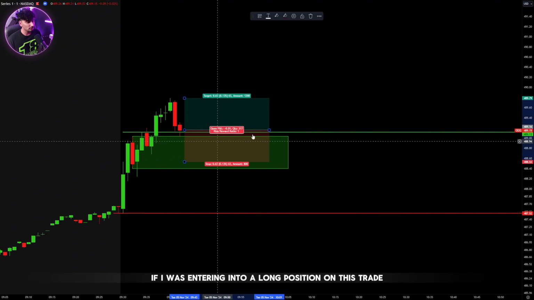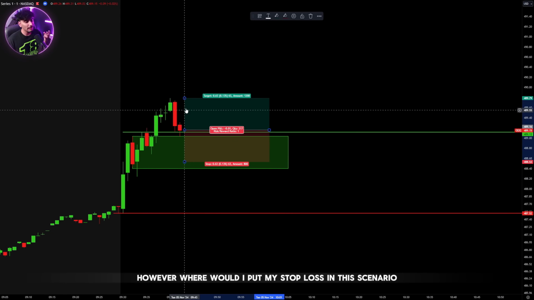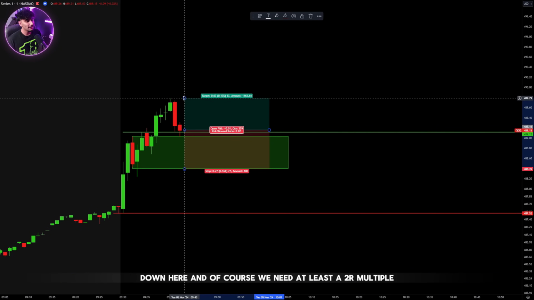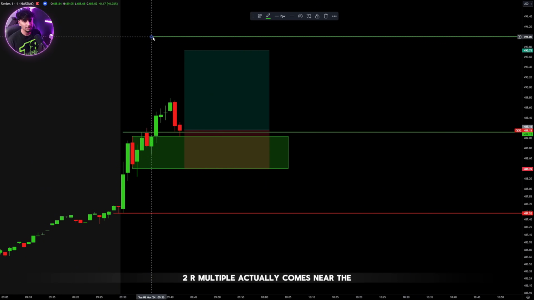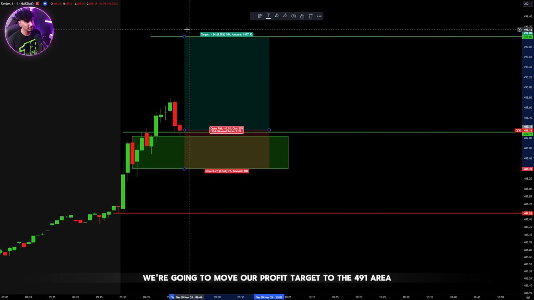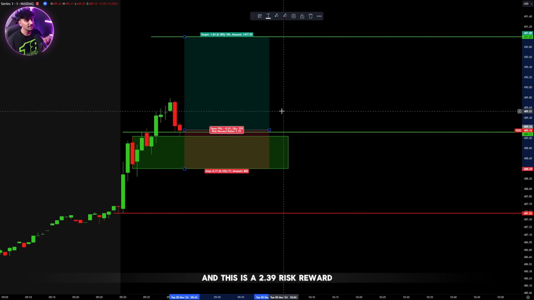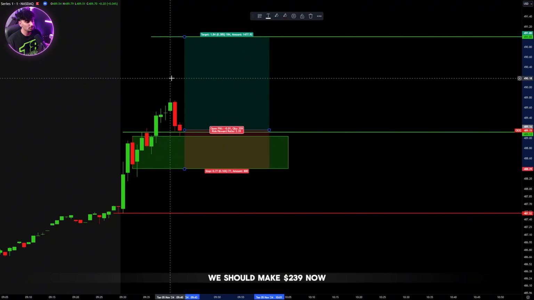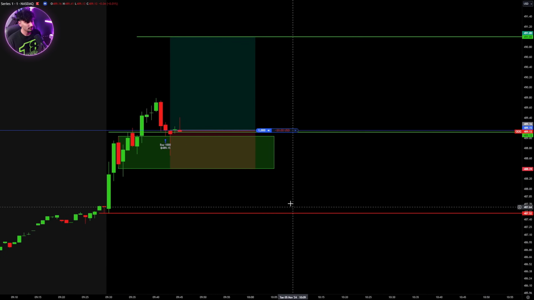Now, if I was entering a long position on this trade, I would need at least a 2R multiple. However, where would I put my stop loss? In this scenario, we can put our stop loss simply at the break of the order block down here. And of course, we need at least a 2R multiple. The 2R multiple actually comes near the 491 area. Therefore, we're going to move our profit target to the 491 area because that's a whole psychological number. And this is a 2.39 risk to reward trade, meaning if we're risking $100, we should make $239. Now, let's enter into a trade here and see exactly what happens.